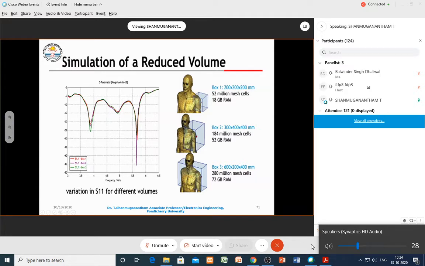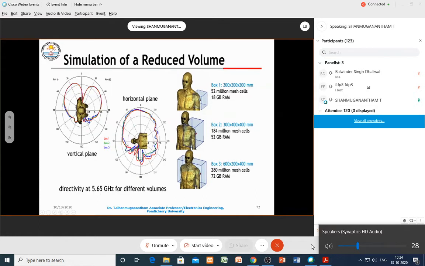With that, if you analyze the S11 for the different boxes, box 1, 2, 3, the third box has somewhat 280 million mesh cells. Because if you increase the mesh cells, the performance will be better. So this is the example. The third one is getting somewhat better performance, and also the simulation of this reduced volume is for this particular case.